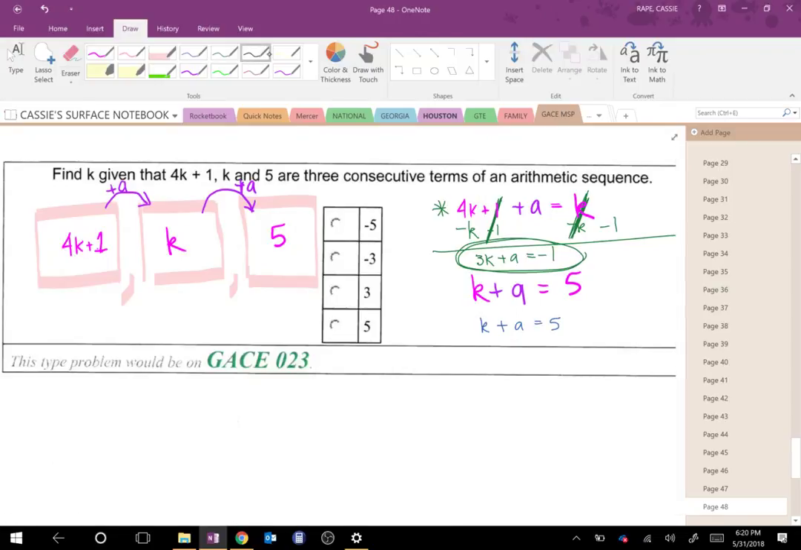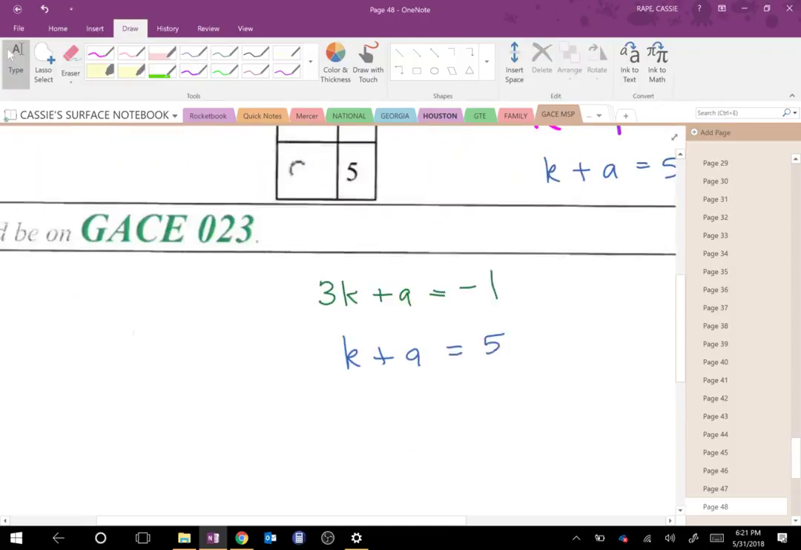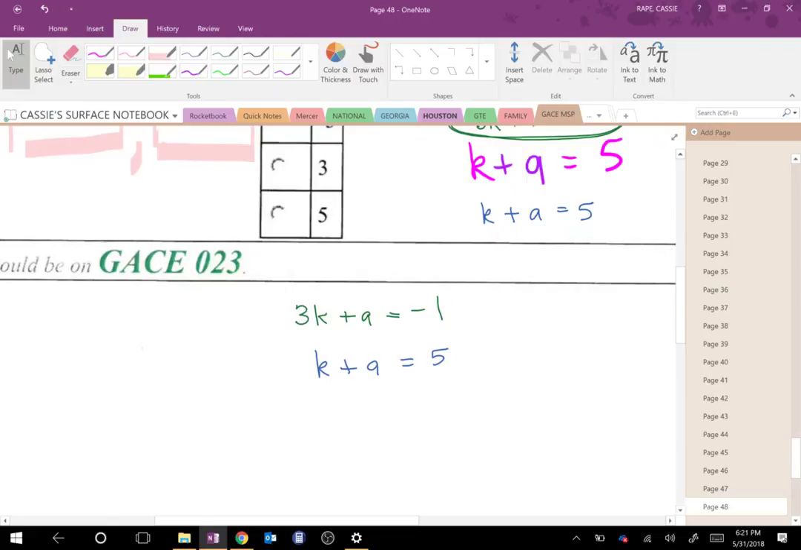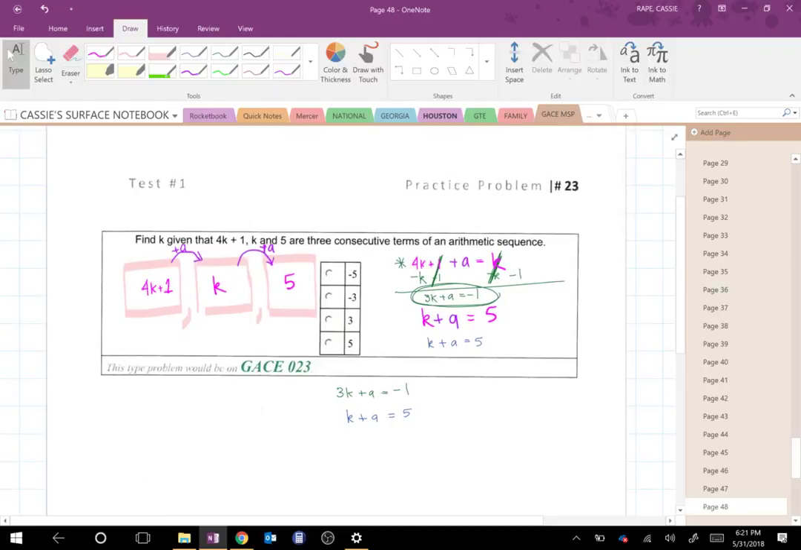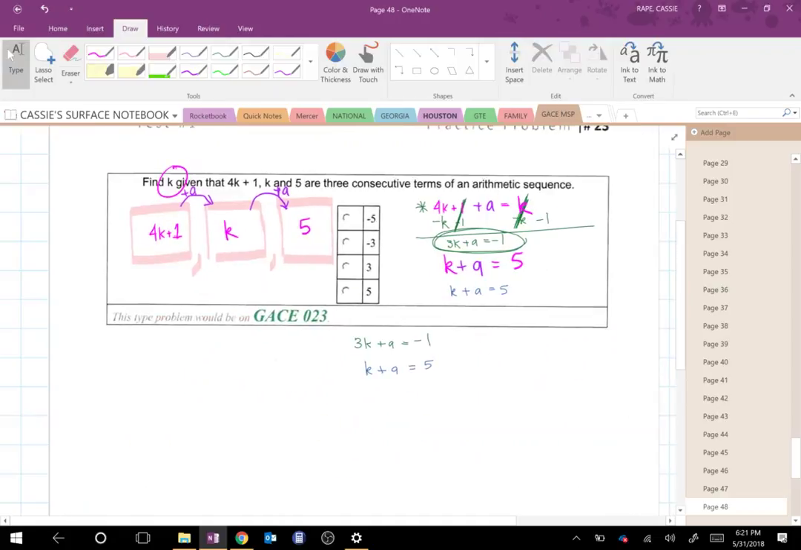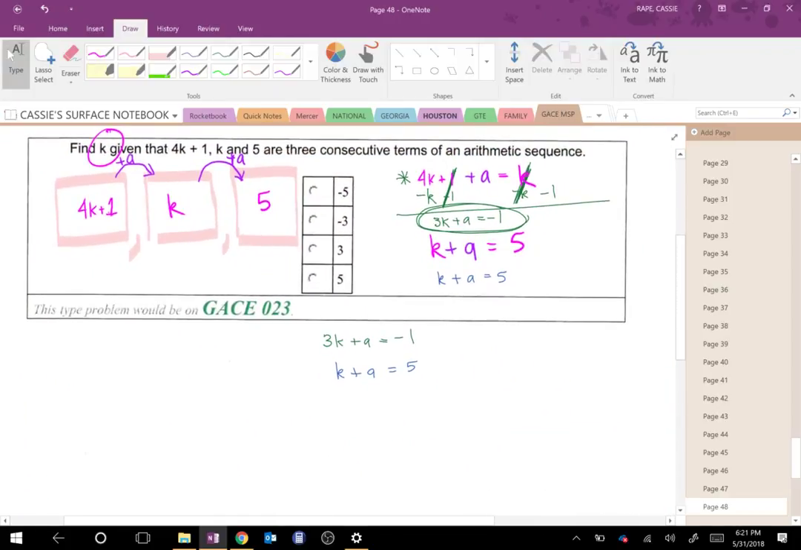Now, hopefully you remember that when you have two equations of two variables, 3k plus a equals -1, and I have that other one, k plus a equals 5, that is a system of equations. And what you can do is multiply through so that one of your variables cancels. So what I need to go back and look at is, what variable did it tell me to find? And it said find k. If it wants you to find k, you need to make a vanish. You need to figure out what you can multiply through by so that a will cancel.